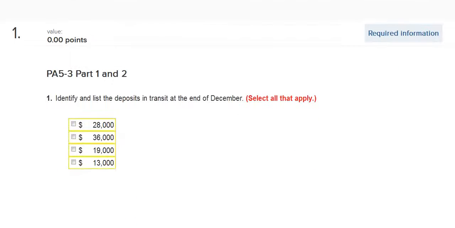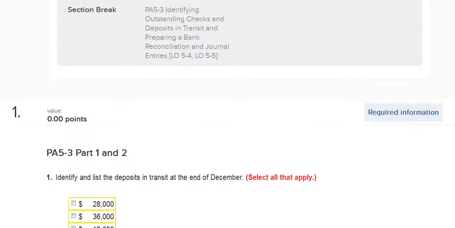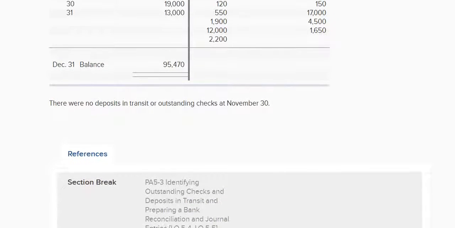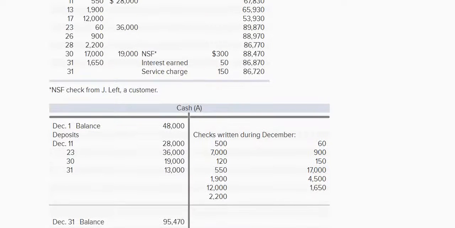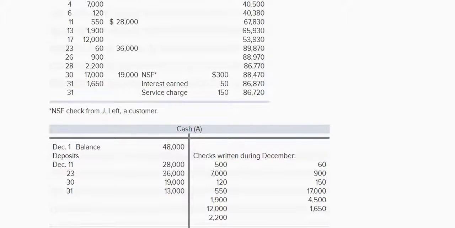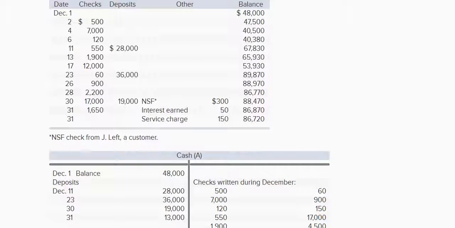Okay. Our problem asks us to first identify and list deposits in transit, and that would actually be the first step of a bank reconciliation. A deposit in transit is a deposit made so late in the month that it didn't make it onto this month's bank statement and will appear in the next month's bank statement. If a deposit is missing from the middle of the month, then it's a lost or missing deposit, and you should notify the bank.